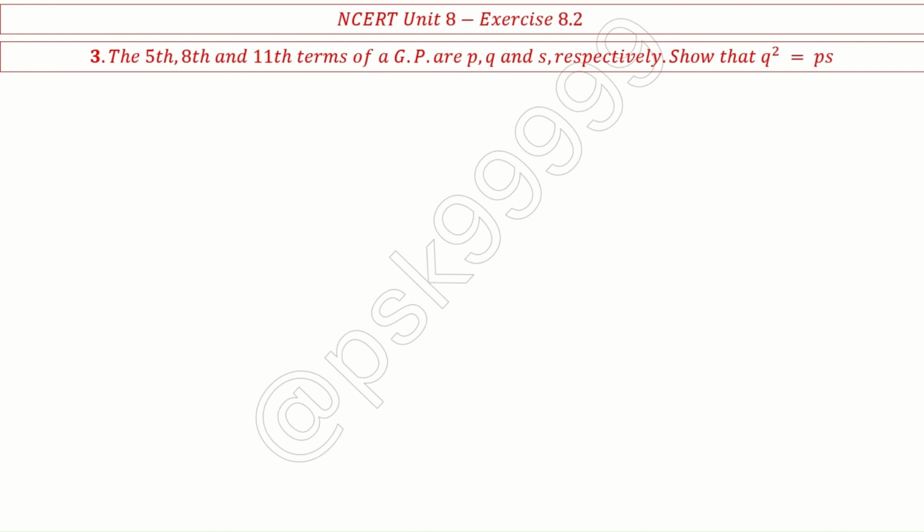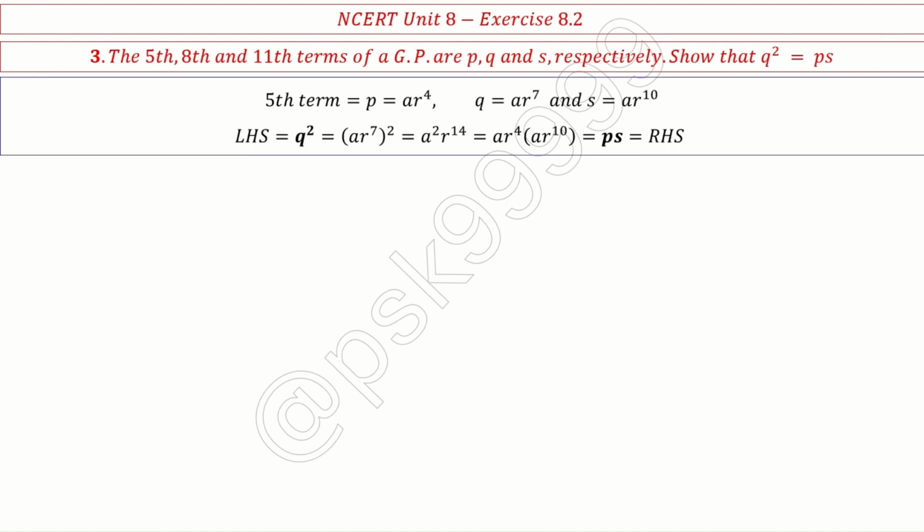Fifth, eighth, 11th terms of a GP are P, Q, and S. Then show that Q square equal to PS. So if you see 5, 8, 11, there is a gap of 3, right? Like 6, 7 and 9, 10. That means they are just like neighbors only. Exactly the same rule applies as neighbors. So we can easily prove this.